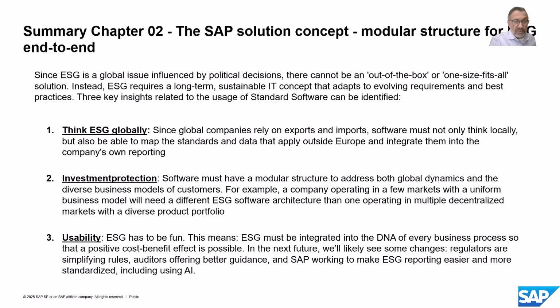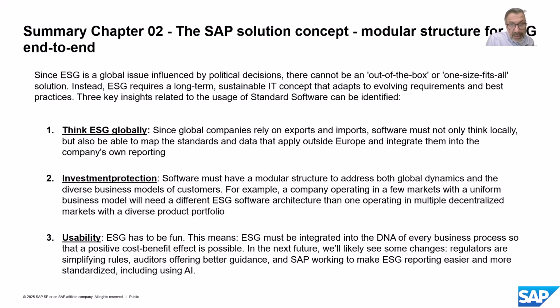Last point here, also very important: usability. ESG has to be fun. At present, ESG is a headache, a real headache and pain in the neck. But ESG has to be fun. This means ESG must be integrated into the DNA of every business process. So this is our target at SAP. The reason is we need a positive cost-benefit ratio for ESG reporting, and this means we have to make sure that ESG is not a pain in the neck and becomes a daily process.